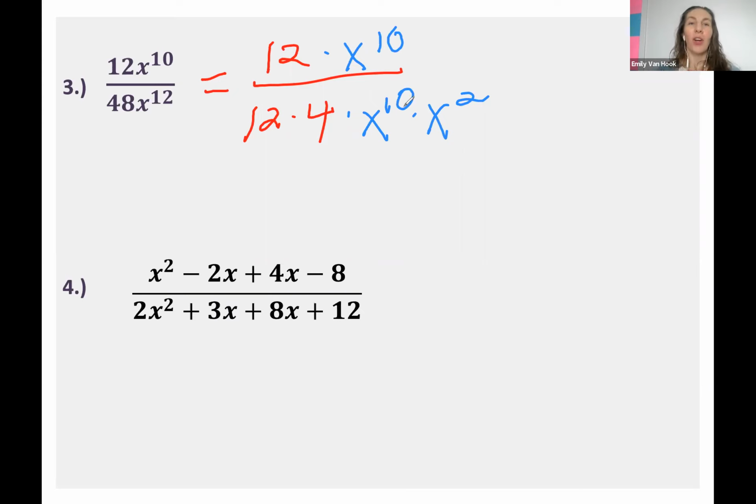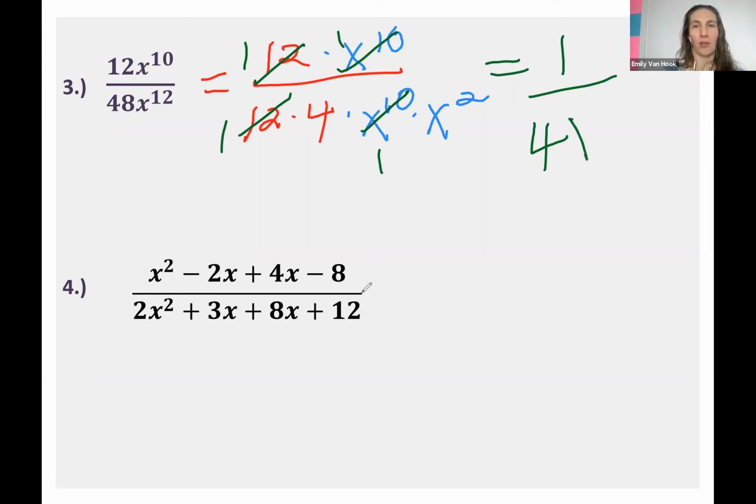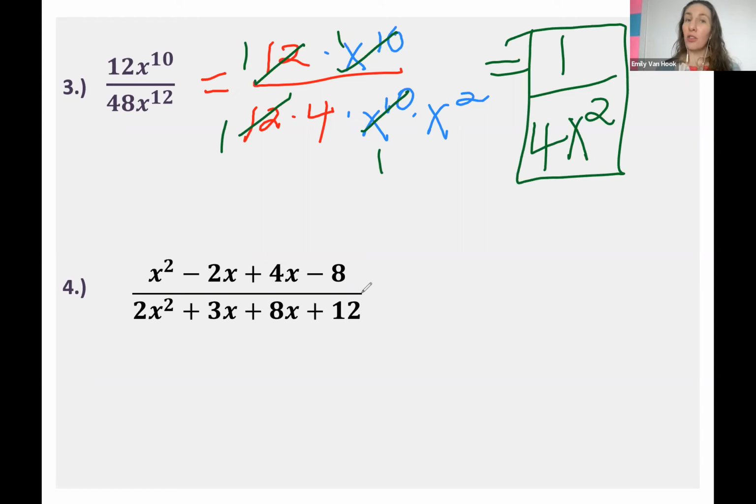And now we can see, okay, we definitely have common factors that we can cancel. So 12 divided by 12 is equal to 1. So I'm just crossing out the 12s and writing 1s. X to the 10th divided by itself is also equal to 1. So notice once again, we've crossed out everything in the numerator, which means there's actually a 1 there. In the denominator, I have 1 times 4, which is 4, and then 1 times x squared, which is x squared. So my final answer is 1 over 4x squared. Not just 4x squared, it's 1 over 4x squared. All right, that's number 3.